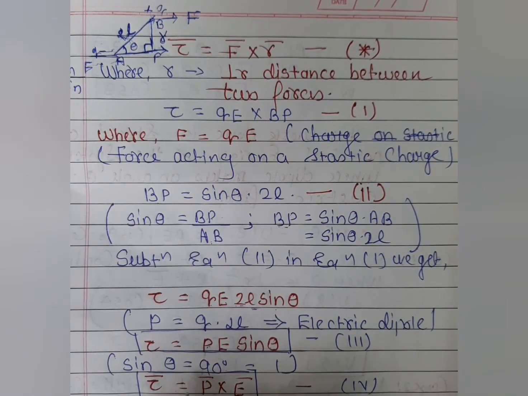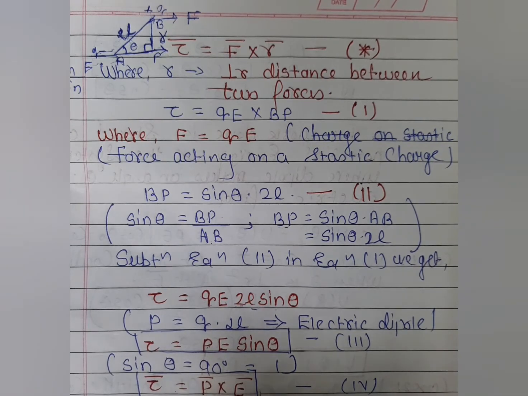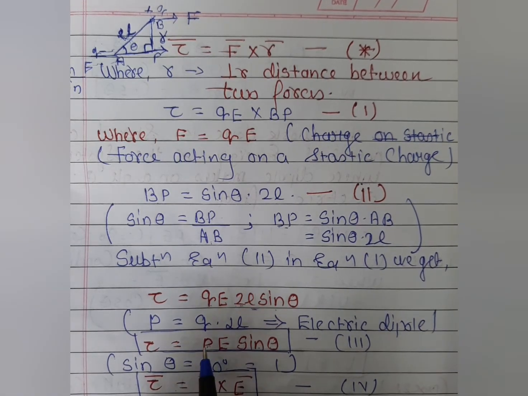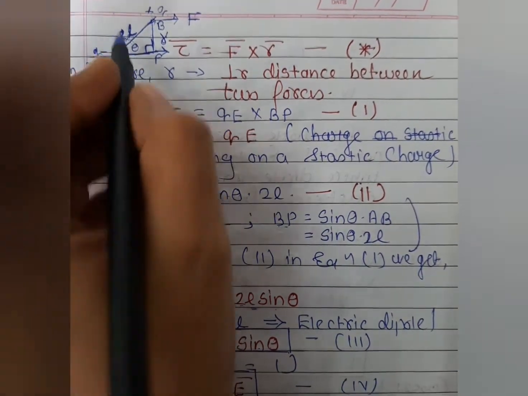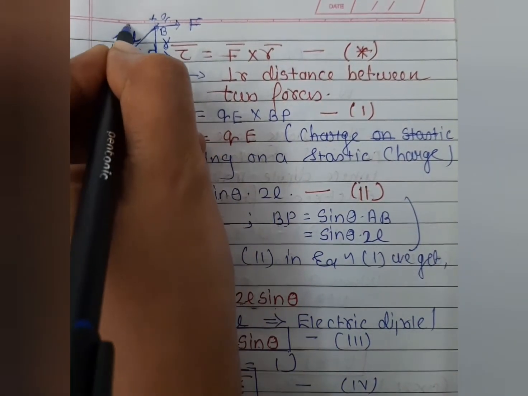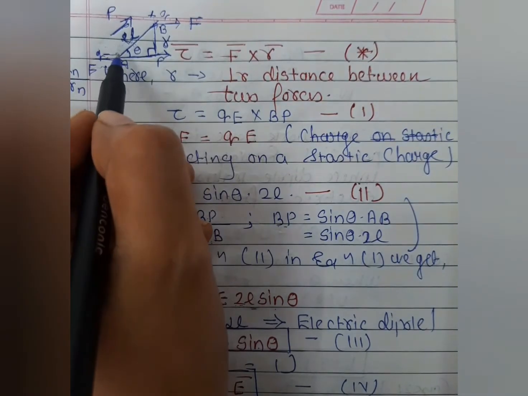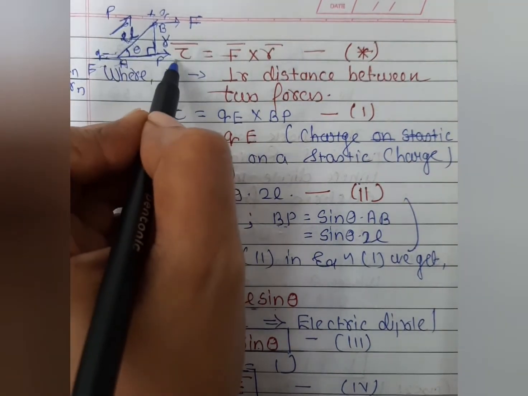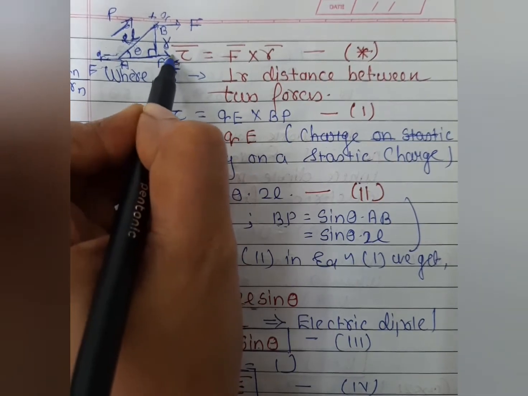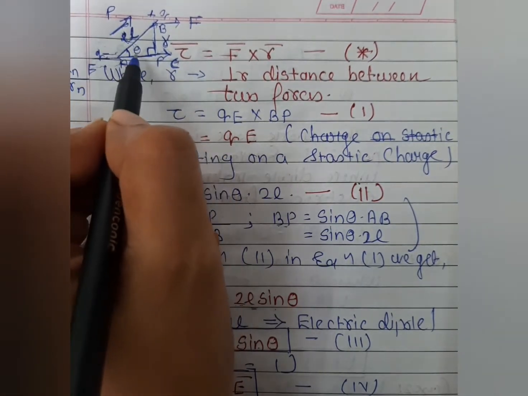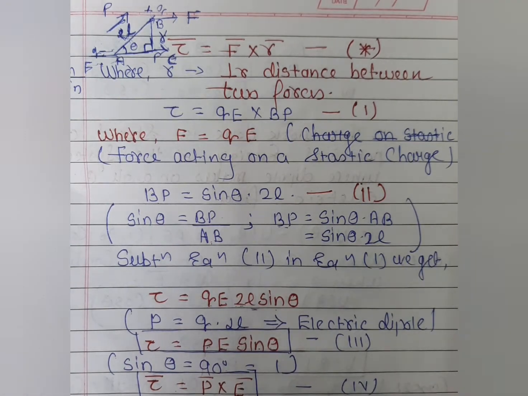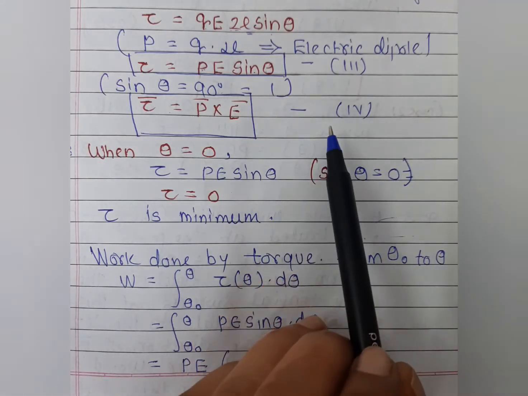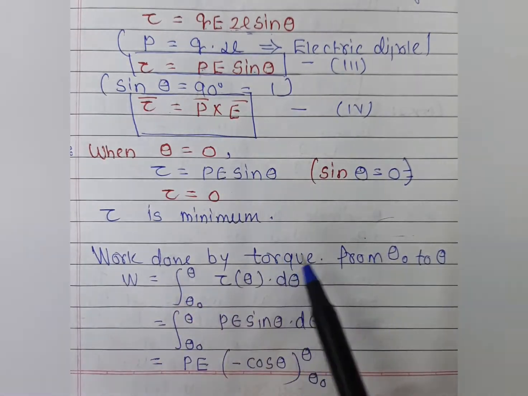So here we are getting torque equal to P cross E, because theta is the angle between the electric dipole and E. Here you can see the dipole, minus Q and plus Q, and the direction of the dipole is P. So theta is the angle between P and E, the electric field. P and E have angle theta. So tau equals P cross E. That is equation 4.